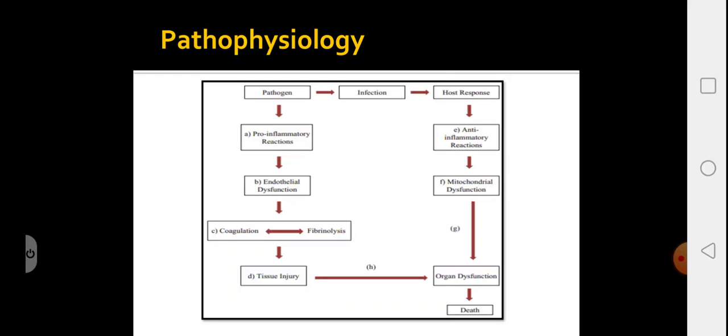Looking into the pathophysiology of bloodstream infections. Following the infection, the host mounts a pro-inflammatory reaction against the pathogen. That is, it releases cytokines like tumor necrosis factor and interleukins, which cause endothelial dysfunction. This results in dysregulation of coagulation and fibrinolysis, leading to tissue injury. Simultaneously, the host also mounts an anti-inflammatory reaction, which results in mitochondrial dysfunction. So this impaired cellular oxygen extraction results in organ dysfunction and death.